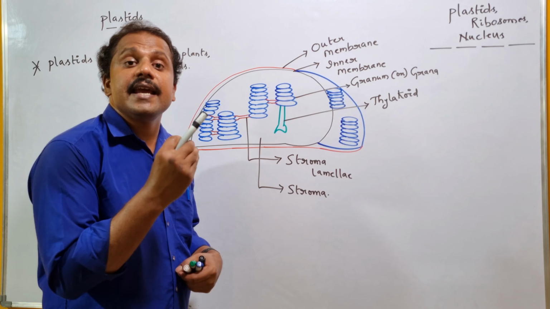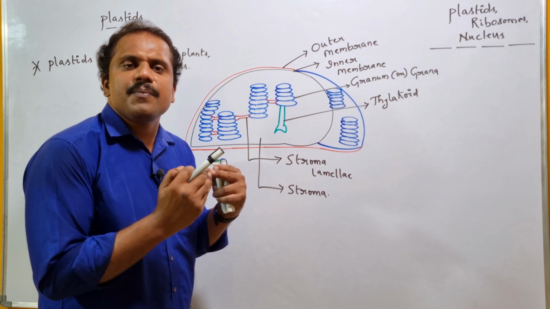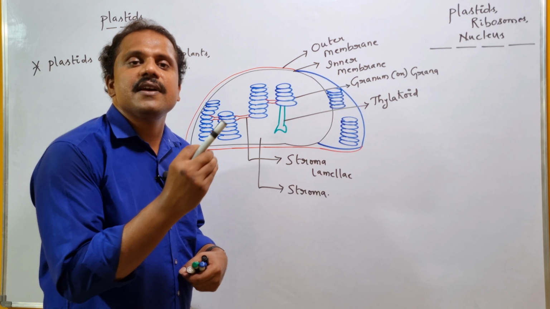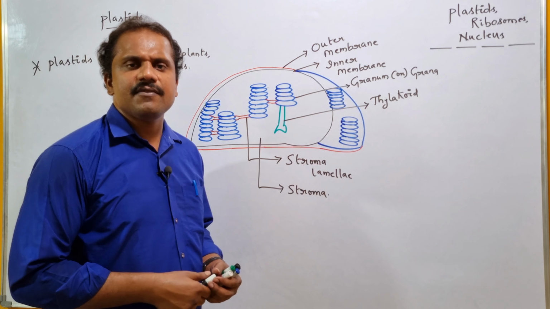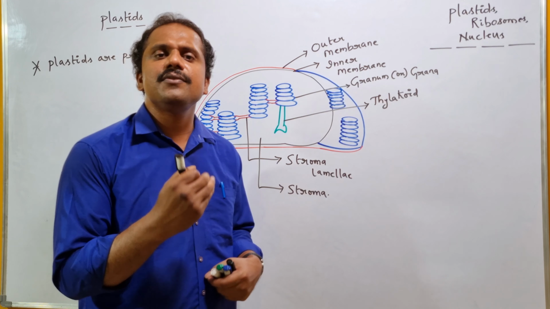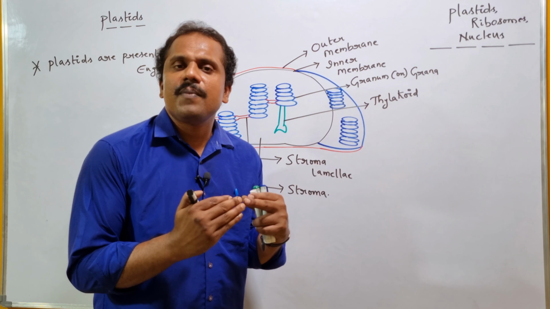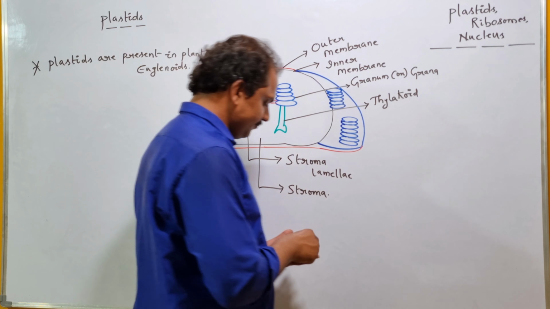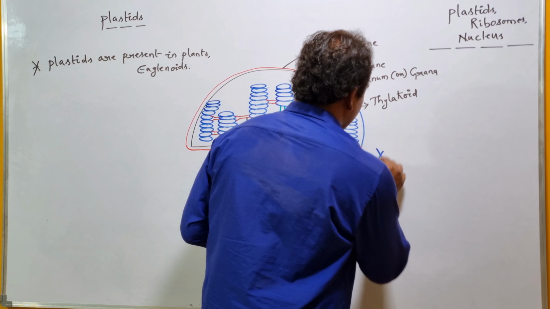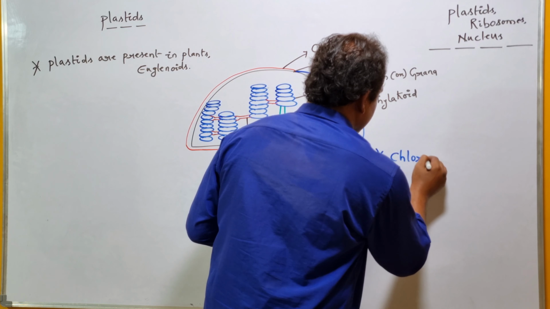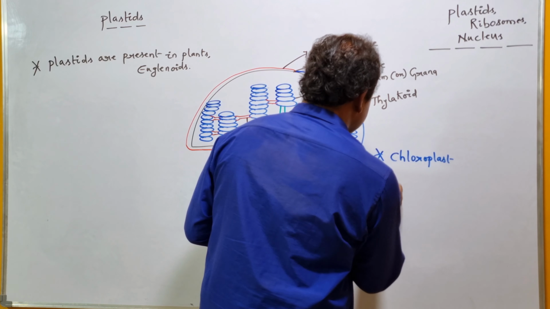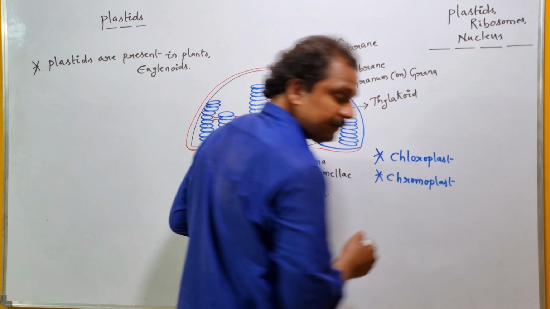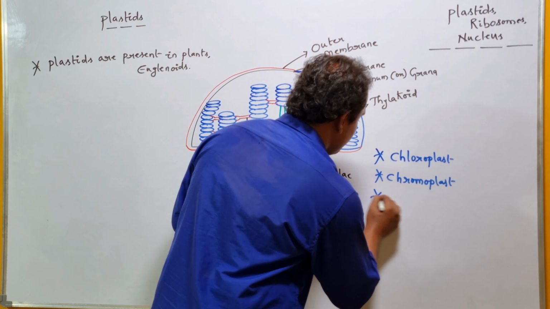And the plastids are enriched with certain pigments. Because of the presence of certain pigments, they are responsible for imparting one specific color to the plastids. So based on the presence of the pigments, we can classify the plastids into three different types, and these include chloroplast, chromoplast and leucoplast. So let me write it here. Chloroplast, chromoplast, and the other one is leucoplast.